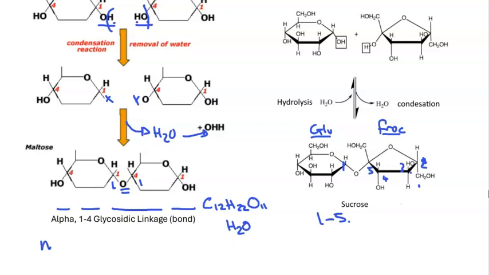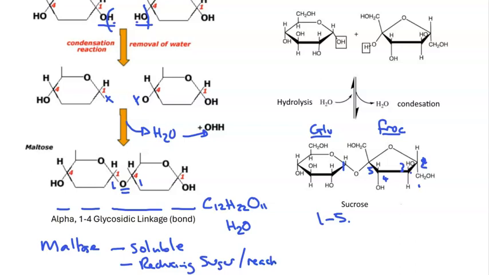Maltose, if we look at the properties, is indeed soluble, and it's also a reducing sugar. So perhaps we can think of that as meaning that it's both soluble and chemically reactive. Contrastingly, sucrose is soluble, but it is a non-reducing sugar. So you would get a negative Benedict's test with this one.